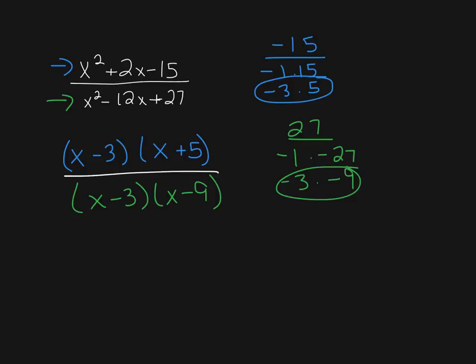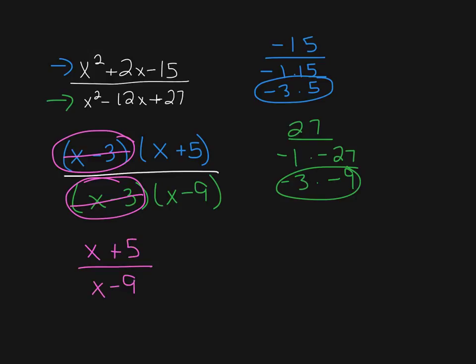Alright, so now we can look at this and see our x minus 3, x minus 3. There is one on top and one on bottom. So that leaves me with x plus 5 on top, x minus 9. Now we don't need the parentheses because the fraction bar acts like a grouping symbol. And remember, we cannot split the groups up. If you can't cross the whole group off, you can't cross any of it off.